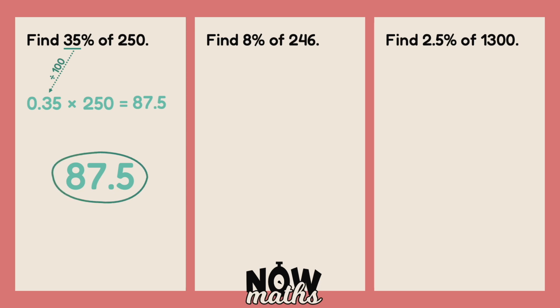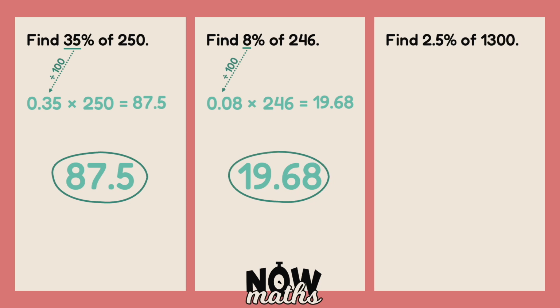Now for the second question. To find our decimal multiplier, we need to turn 8% into a decimal. To do this, we divide by 100, and 8 divided by 100 is 0.08. This is our decimal multiplier because if we multiply any amount by 0.08, it will find 8% of that amount. So in this case, if we want to find 8% of 246, we multiply 0.08 by 246, which will give us an answer of 19.68.